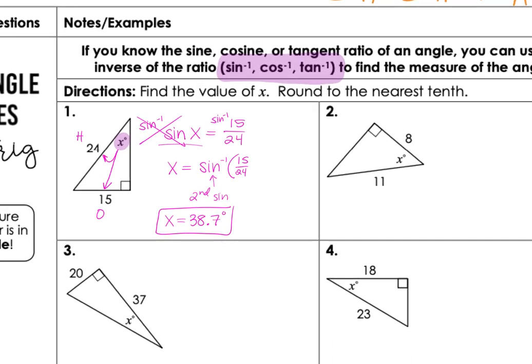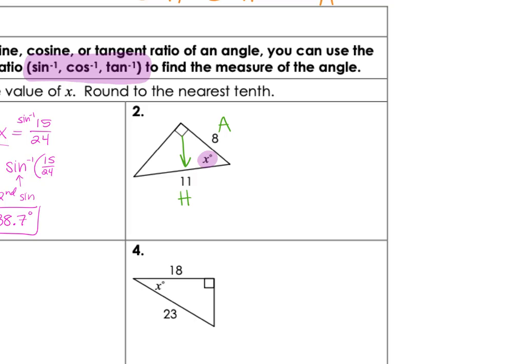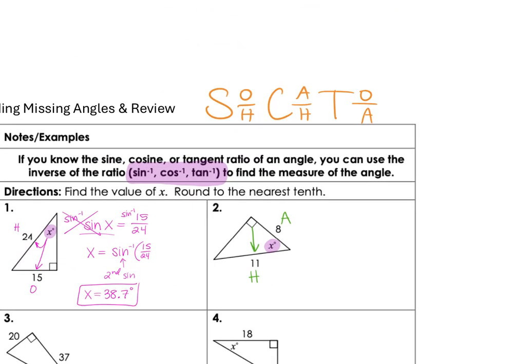Okay, look at number 2. You start where? X. You start at X. From X, which 2 sides do you have? You have a hypotenuse and you have the adjacent side. Remember, the hypotenuse is always across from the right angle. Adjacent is next to the angle, but not the hypotenuse. So your adjacent is 8. If you're doing adjacent and hypotenuse, which trig function?